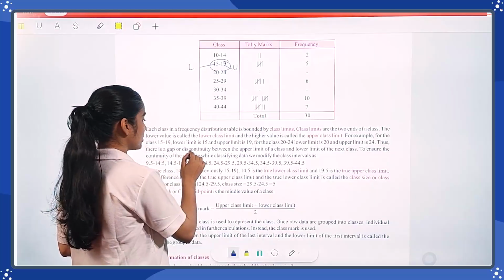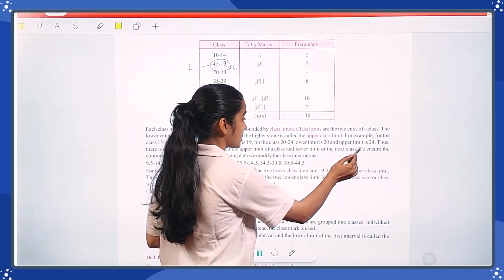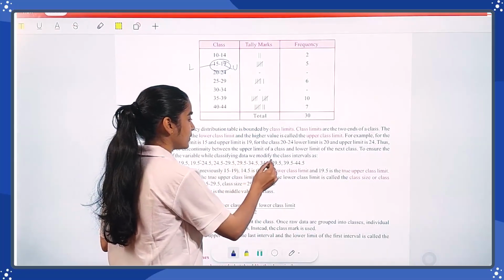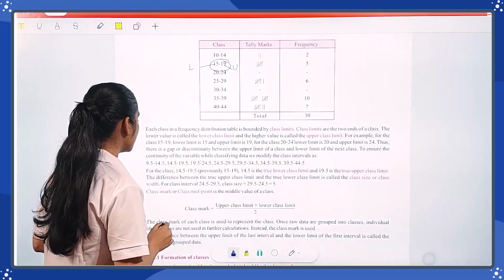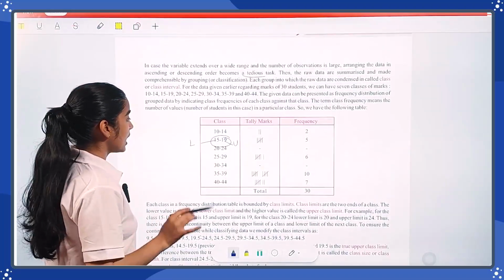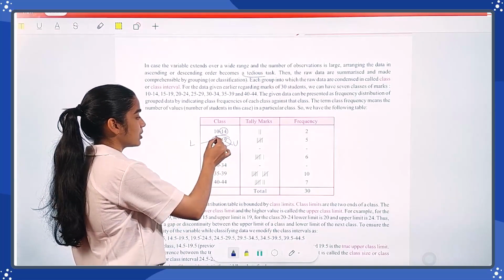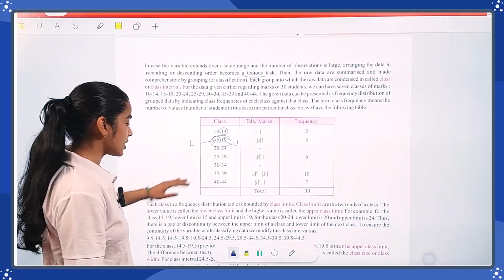Thus, there is a gap or discontinuity between the upper limit of a class and the lower limit of the next class. To ensure the continuity of the variable while classifying data, we modify the class interval as 9.5 to 14.5, 14.5 to 19.5. Now, we have 10 to 14 marks. So, after 14 and before 15, there is a discontinuity. So, what we have to do is make a continuous form.